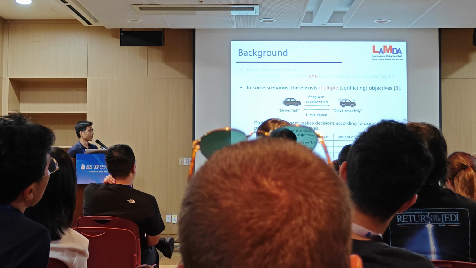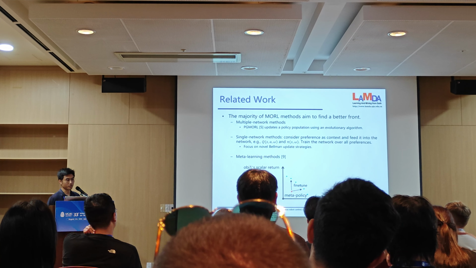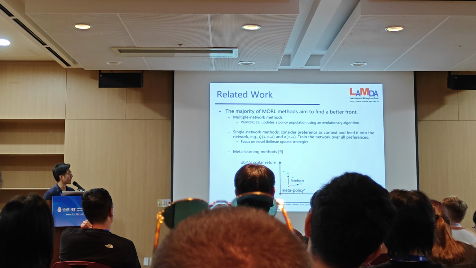And in this setting, we cannot apply the traditional RL algorithm to find one single optimal policy. Instead, multi-objective reinforcement learning aims to find a set of policies that approximate the optimal Pareto front, as introduced by our second presenter. The majority of current MORL methods aim to find a better front, including multiple network methods, single network methods, meta-learning methods, and the one introduced by our second presenter. I'll skip this part to save some time. In all these methods, the agent trains and tests on a fixed set of objectives.